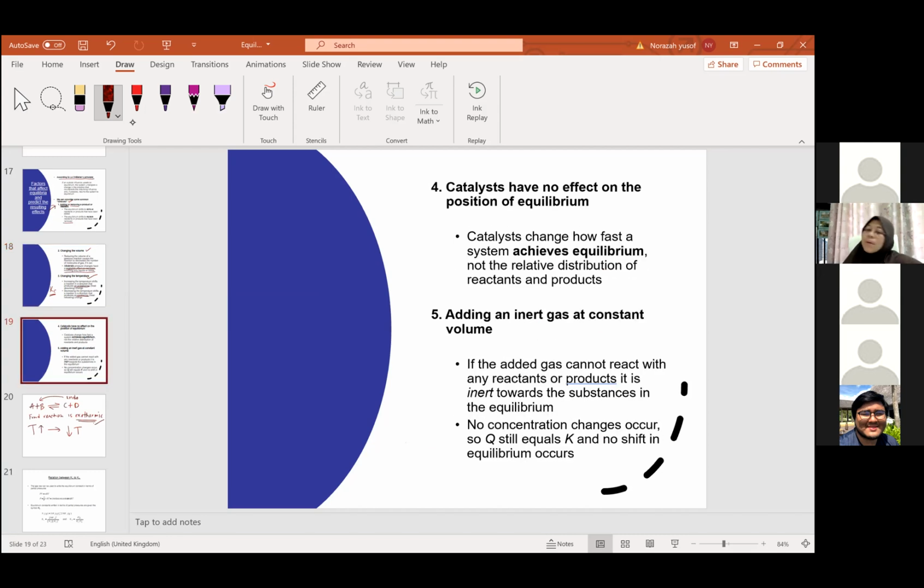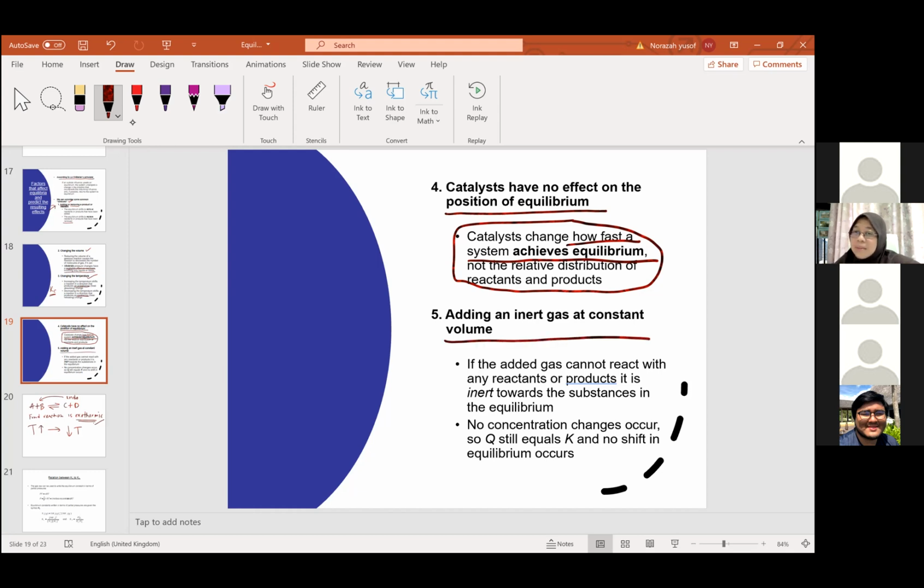All right. Now, the next factor is catalyst. It will not have an effect on the equilibrium position. It just increases the speed at which the system achieves equilibrium. The equilibrium will be there, the value of Kc will be the same, but the reaction will achieve equilibrium faster if you have a catalyst. And now if you add inert gases, not necessarily a product or reactant.